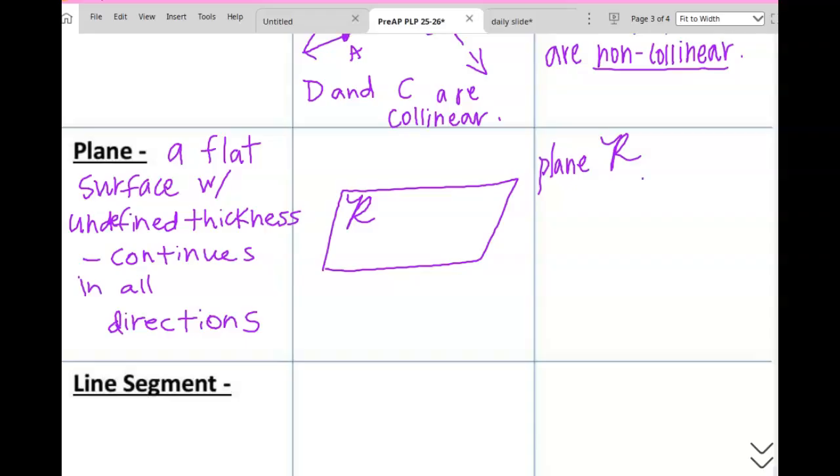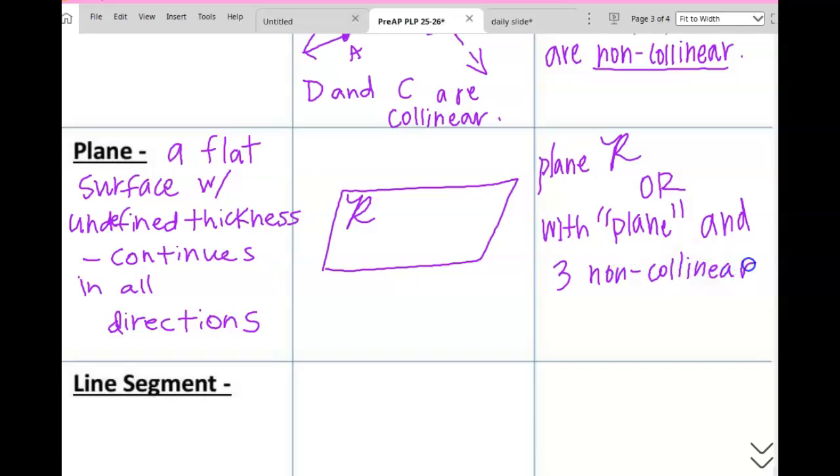Okay, and then there's another way to name a plane. The second way to name it is with the word plane. Obviously, you need that first. Write that down. With plane and 3 non-collinear points. I'm going to abbreviate points. The key here is non-collinear. You'll have to know that.